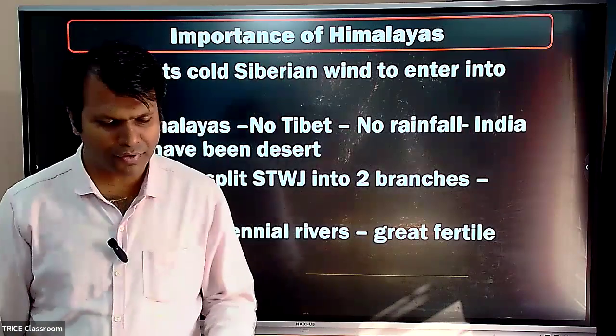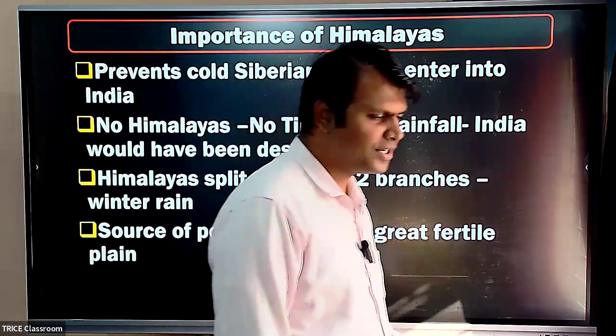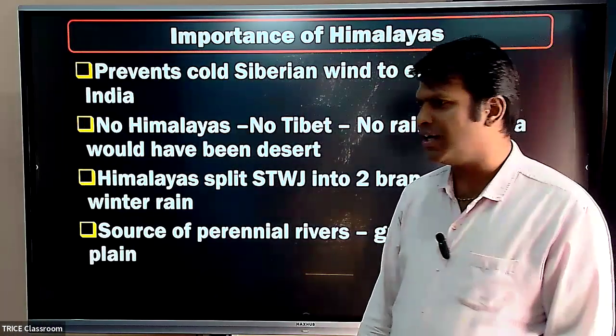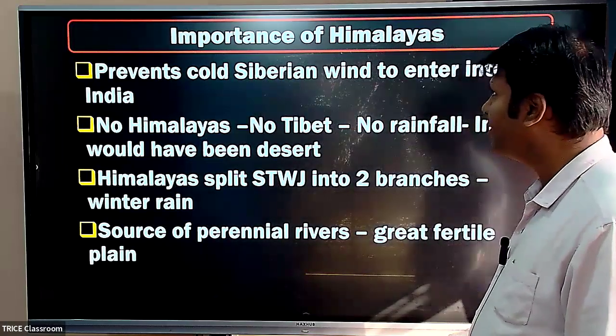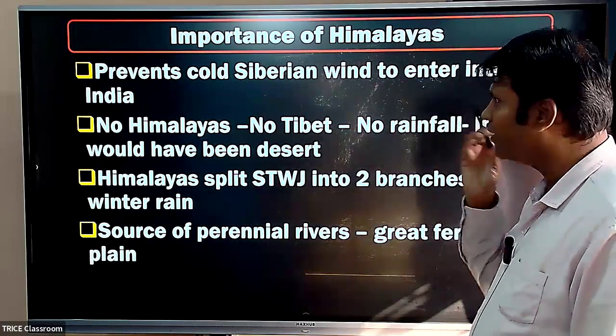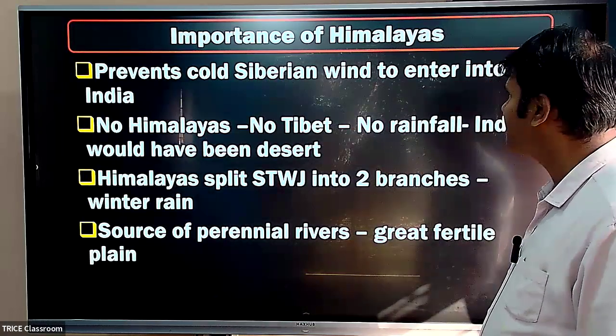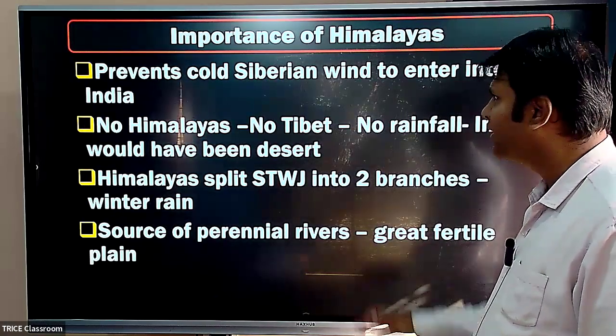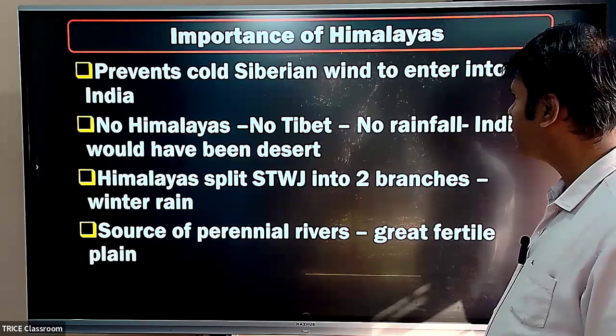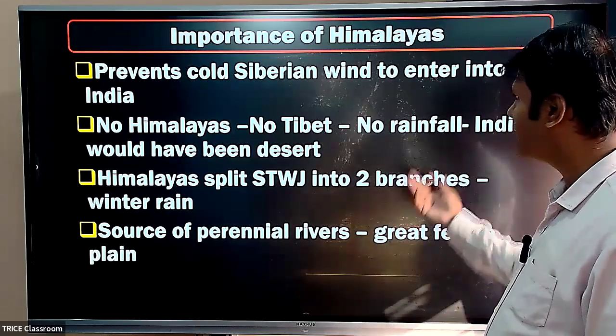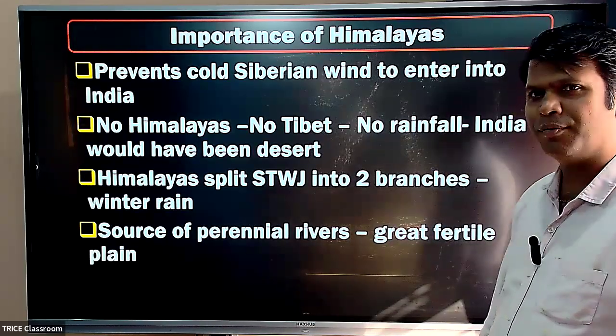So I know all of you would have studied China is the largest populated country. Now China has lost that status, right? So, okay, anyways, it prevents the Siberian winds from entering India. Then no Himalayas means there would have been no Tibet. No Tibet means no rainfall in India. India would have been a desert.